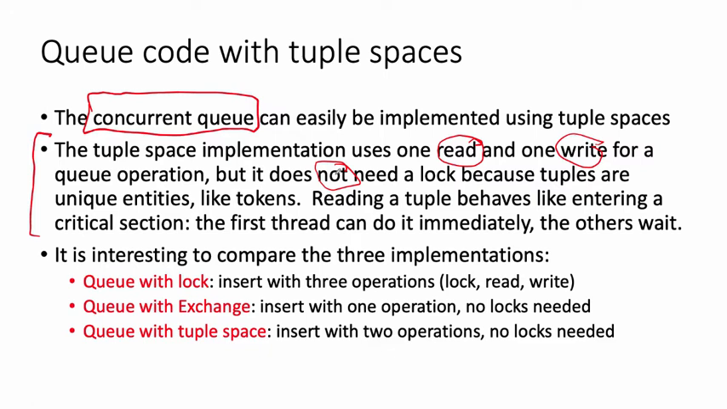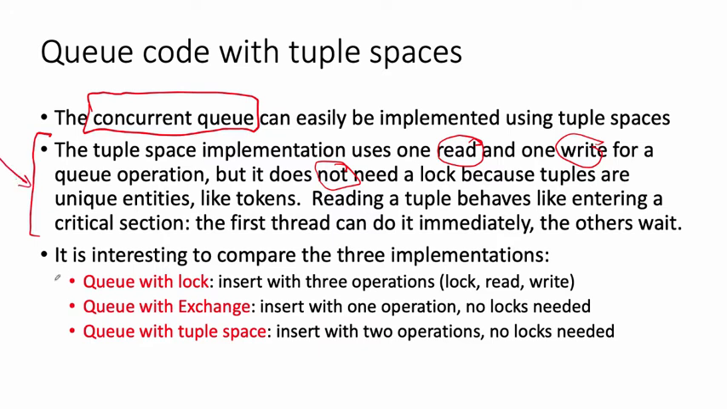You put a tuple in, and there is one more tuple. You take a tuple out, there is one less tuple. So taking a tuple is already like taking a token. So you don't need to do locking because implicitly taking the tuple is already giving you exclusive access to that tuple. It's a token. So that's why it's actually a little bit simpler.